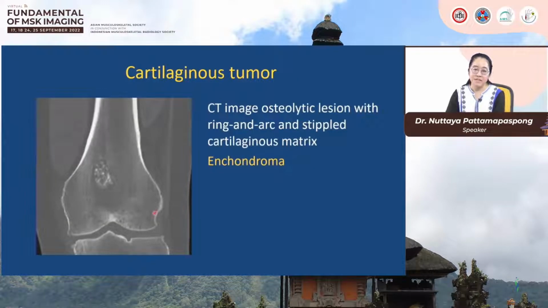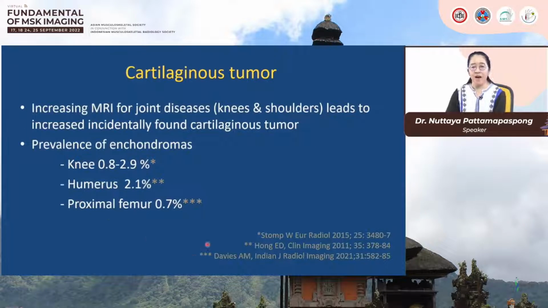And when we do CT scan, it turned out to be typical for cartilaginous tumor, which is enchondroma. We found enchondroma or cartilaginous tumor more often because it commonly occurs in knee and shoulder, where we do more images for any cause of pain. The prevalence of enchondroma is roughly about 1 to 3%, and knee is the most common location.